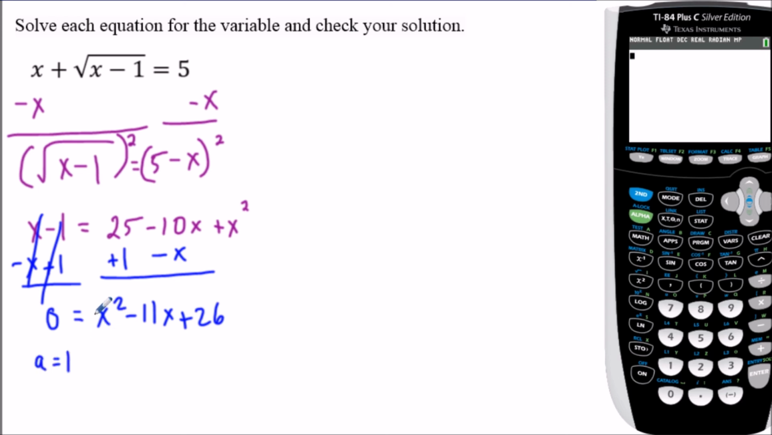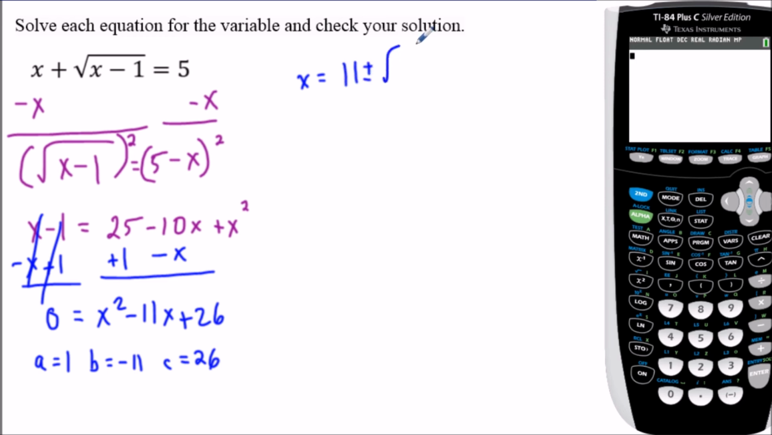We have a coefficient in front of x squared of 1. That's our a term. Our b term, or coefficient of x, is negative 11. And then c is equal to 26. So we'll go ahead and use the quadratic formula. And we've got x equals negative b, but b is negative 11, so negative 11 becomes positive 11.